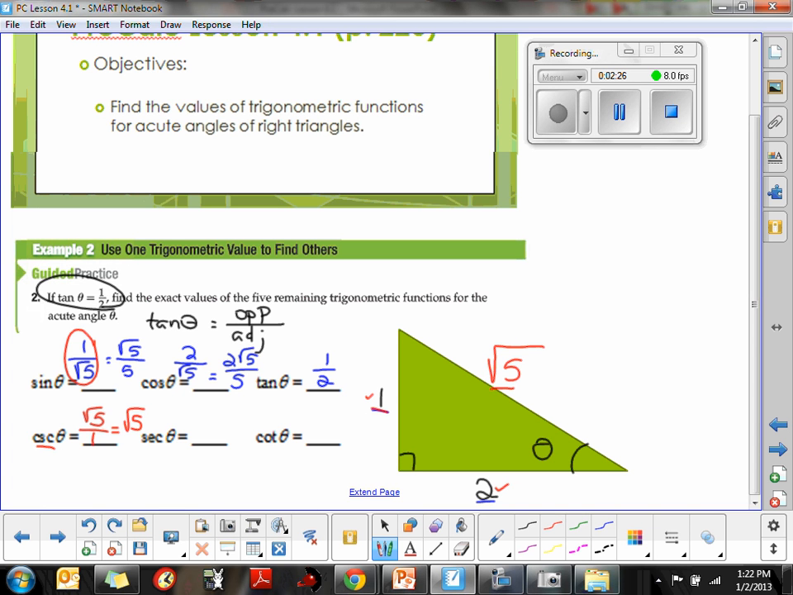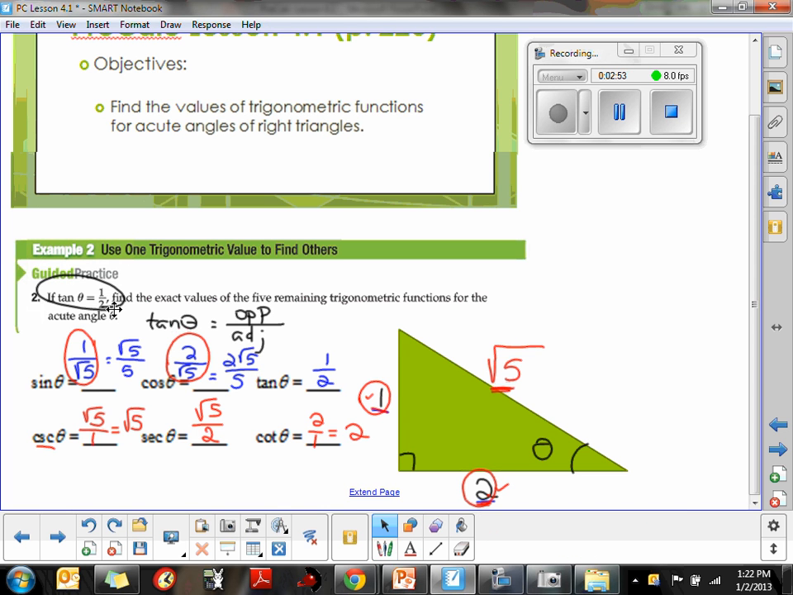The secant is always the hypotenuse over the adjacent. So I could go back and say, well, that's the hypotenuse over the adjacent, which is 2, or square root of 5 over 2. If I go back to my original cosine and just reciprocate it, I get square root of 5 over 2. And the cotangent is going to be the reciprocal of tangent, which is 2 over 1. Or if you want to think of it, it's always the adjacent side, which is 2, over the opposite side, which is 1, or just write it as 2.